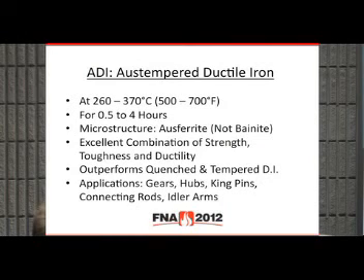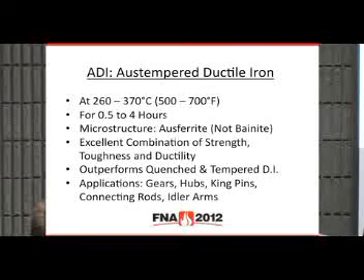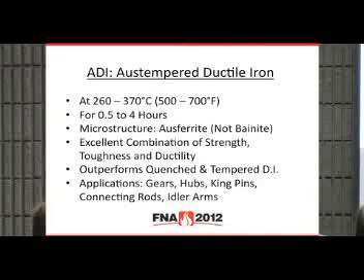I want to make a specific mention of ADI, Austempered ductile iron. It's usually done at 500 to 700 degrees F, anywhere from half an hour to 4 hours duration. And the microstructure here is ausferrite, not bainite, that is for steel. It has an excellent combination of strength, toughness, and ductility. And in general, it outperforms quench and tempered ductile iron components. The applications include gears, hubs, kingpins, and so on.